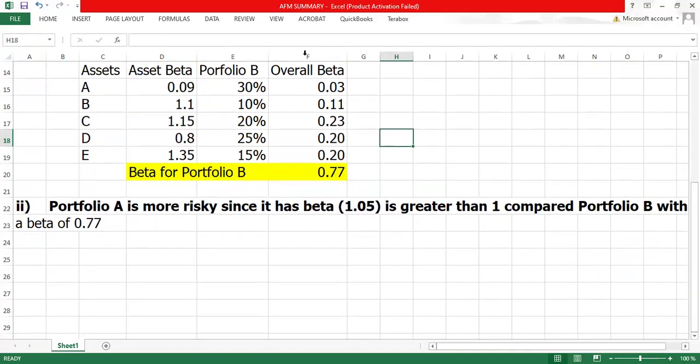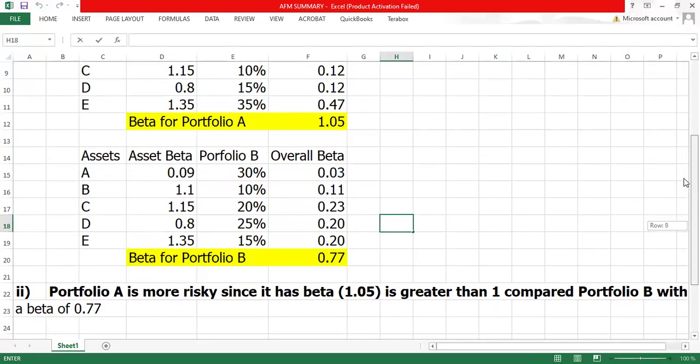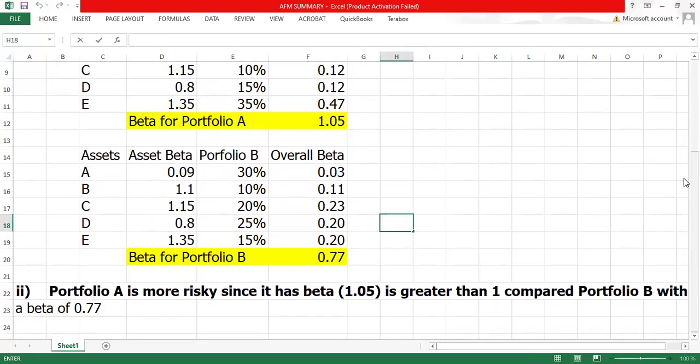So whenever you're commenting, always look at the betas. If a beta is less than 1, that is less risky. If a beta is greater than 1, that is more risky. If all are greater than 1, all will be more risky, but of course, the one with a higher risk will be that portfolio with a higher beta. Okay.